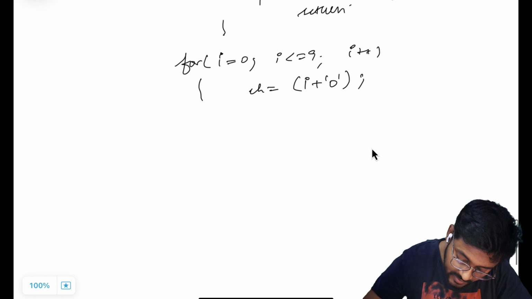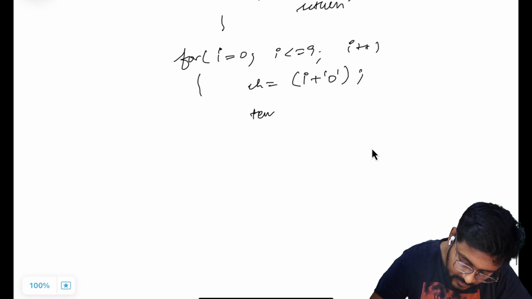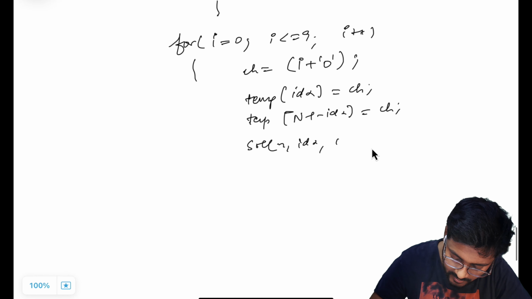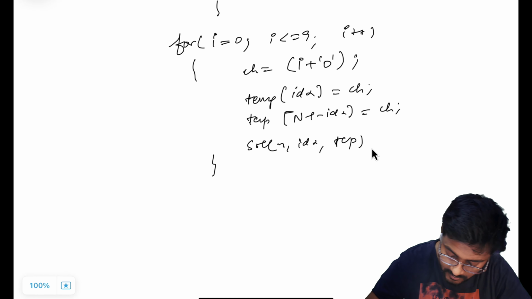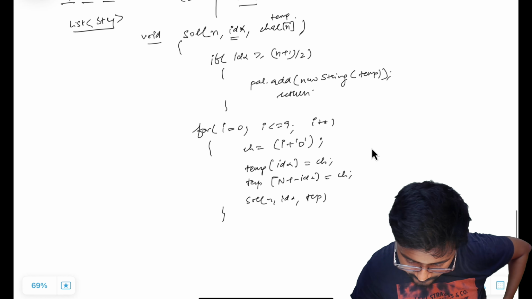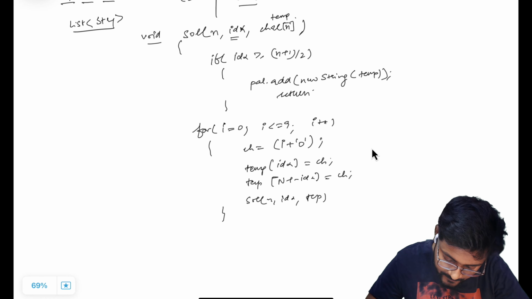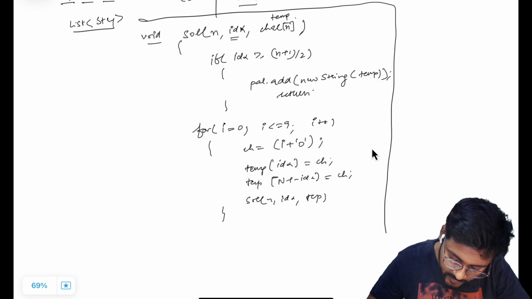Okay, if this character is there, in my temporary list at index idx, I need to put that character. At index n minus 1 minus idx, I need to put that character. And then the recursive call: I pass n, idx plus 1 and this temporary list. See, if I just zoom out, this is my code to generate all the palindromes of size n.